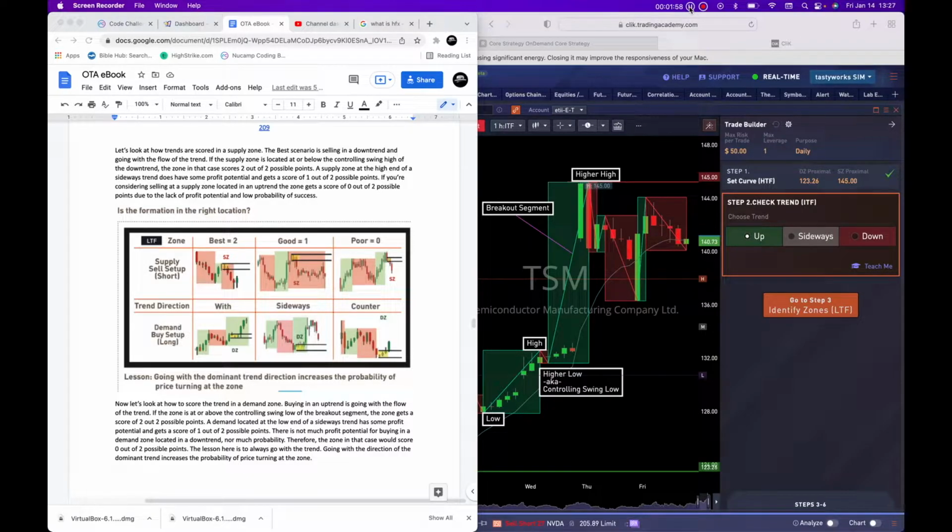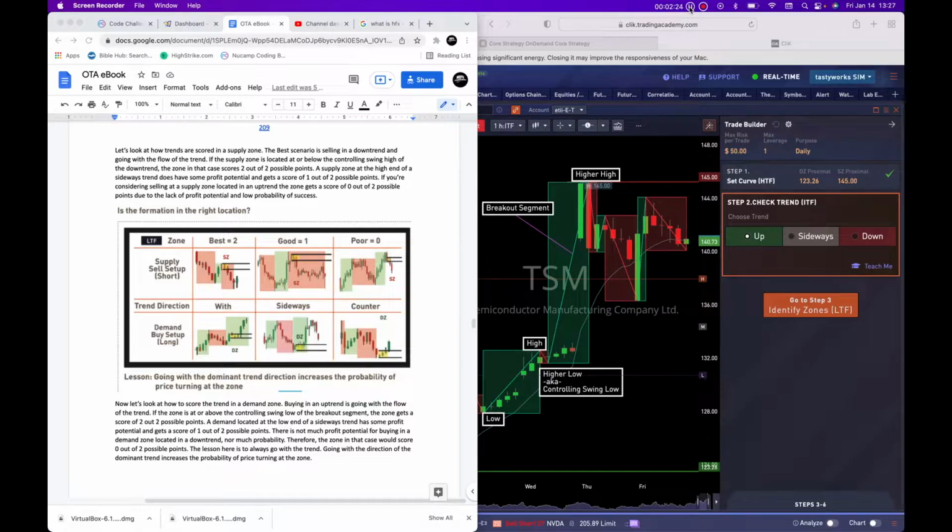If you're considering selling at a supply zone located in an uptrend, the zone gets a score of 0 out of 2 possible points due to the lack of profit potential and low probability of success. Again, it's much harder for price to turn at a supply zone when the market is trending up. Now let's look at how to score the trend in a demand zone.